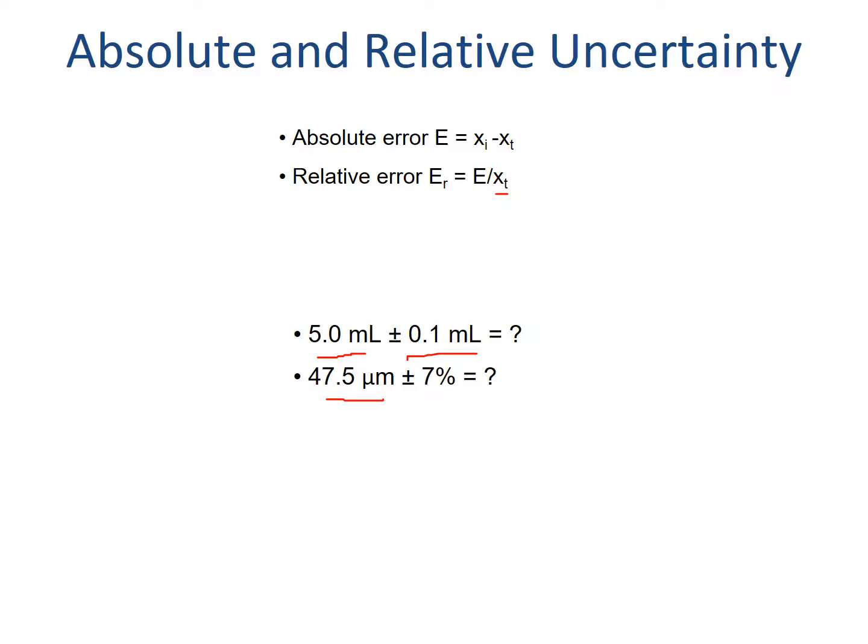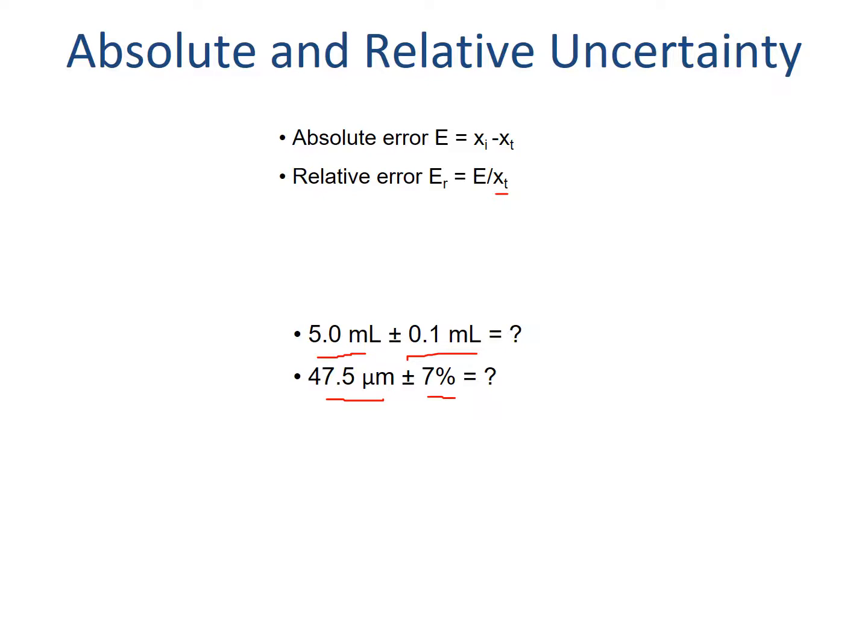So you might say we have a value of 47.5 micrometers, but we have some error associated with it, and it's about 7% error. If we wanted to get back into absolute error, we'd take the 7% and multiply it by 47.5 micrometers, and that would give us our absolute error. Of course, if we wanted to go the other way, we take our absolute error and divide it by this 5.0, the 0.1 milliliters divided by 5.0 mils, and that tells us what our relative error is. It's very easy to convert back and forth between these.